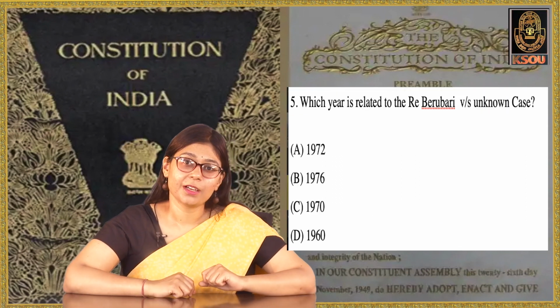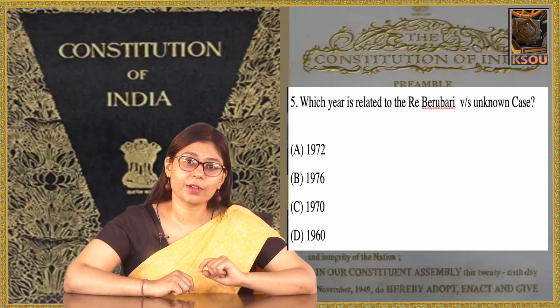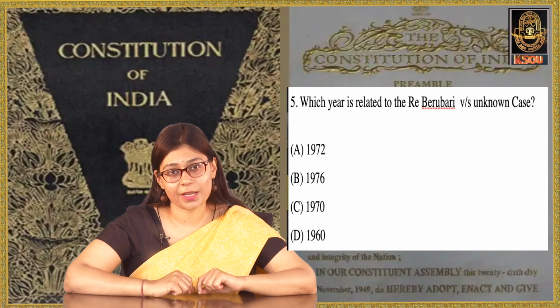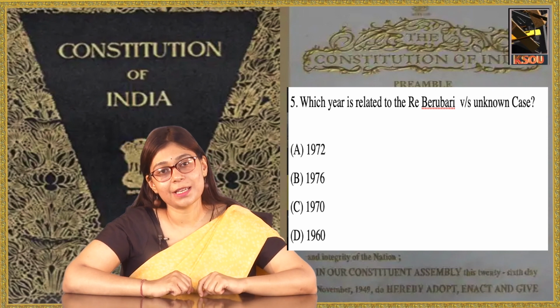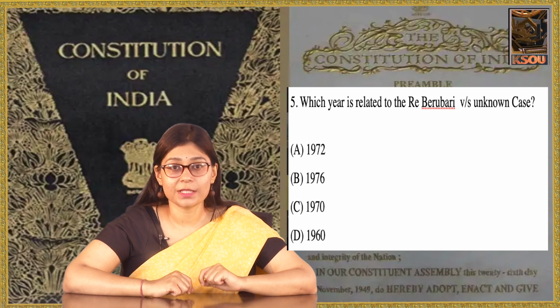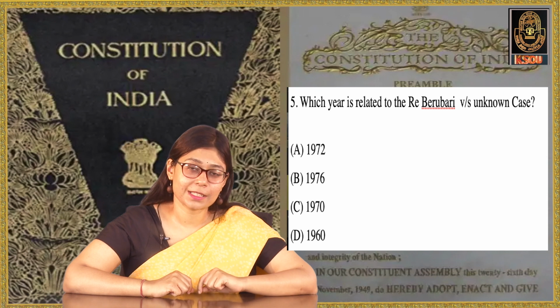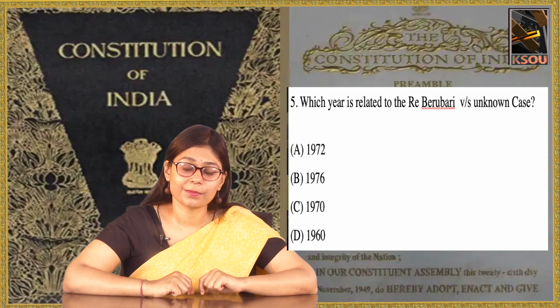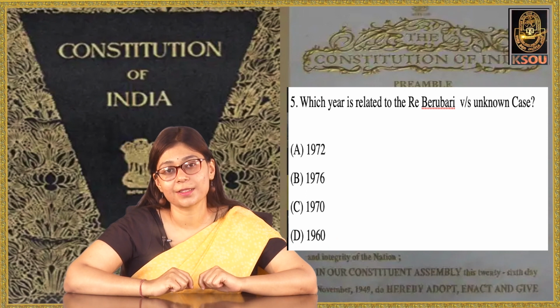Question number 3. Which of the following years is related to the Re-Berubari versus Unknown case? Option A, 1972. Option B, 1976. Option C, 1970 and option D, 1960. The correct answer to this question is option D, 1960.